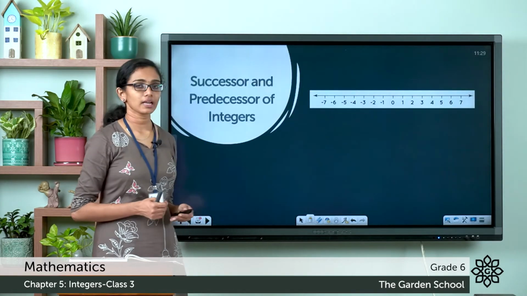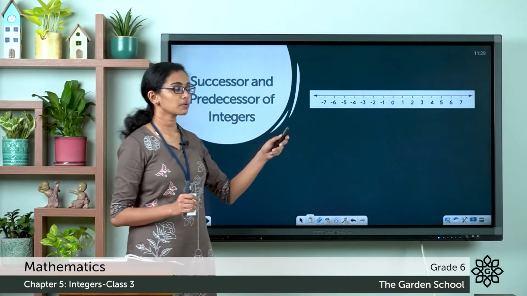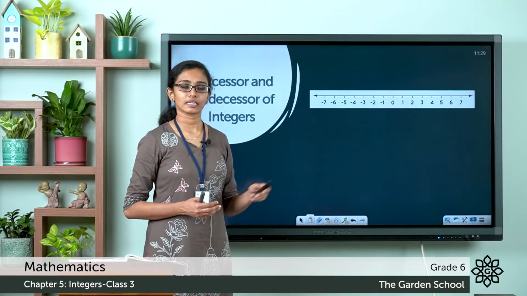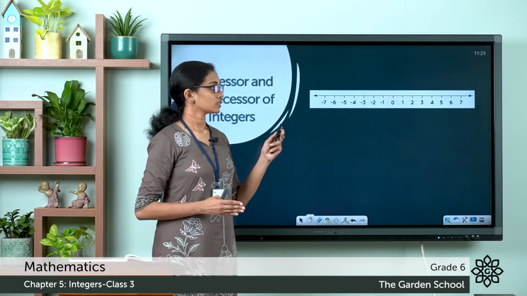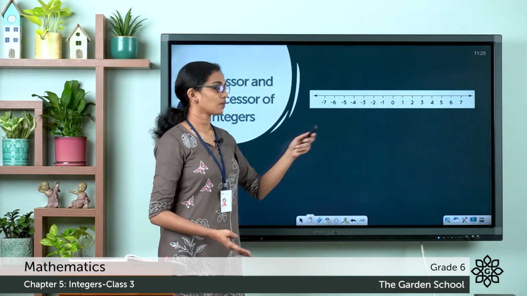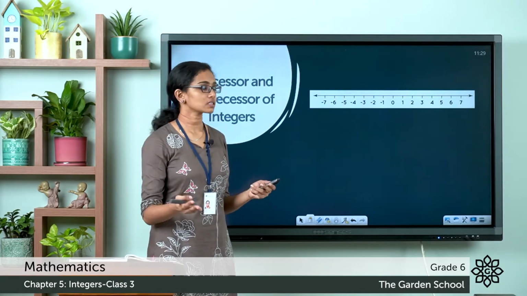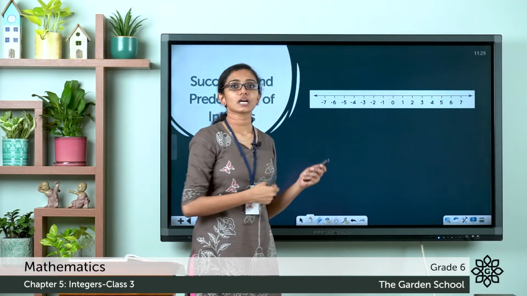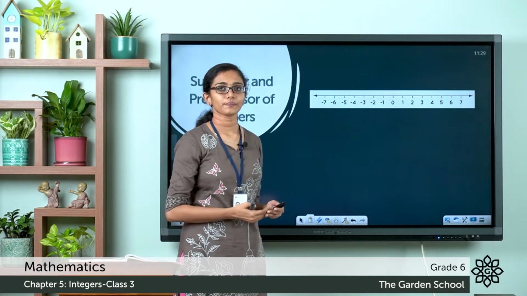So you see this number line here. Consider the number 4. Can you say what is the successor of 4? It is the number 5, the number that comes right after 4. Now to get the successor of 4, you have to move one step towards the right or one step forward.